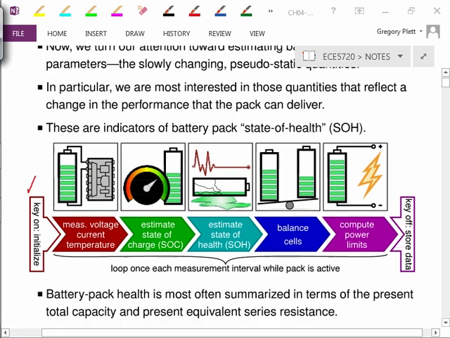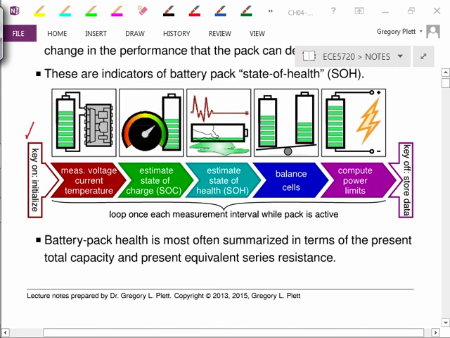Thinking about battery pack health, we need to be able to relate that to something physical in order for us to be able to estimate it with any degree of certainty, or to be able to talk about whether our estimator is working, and to be able to find a truth value against which we could compare the estimator of the state of health quantity.